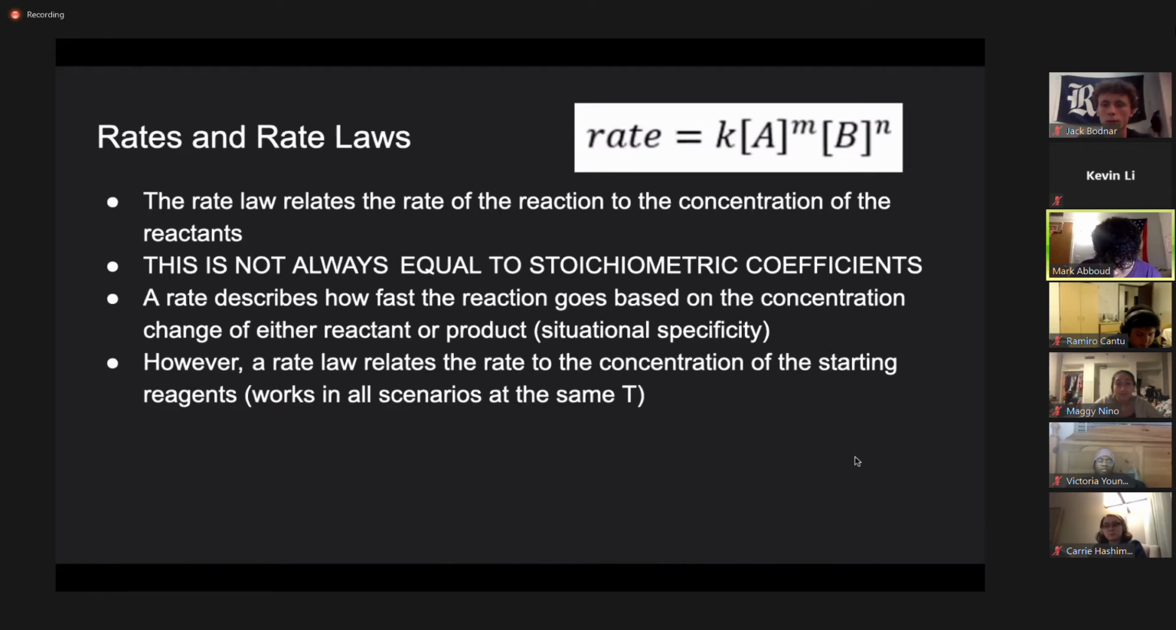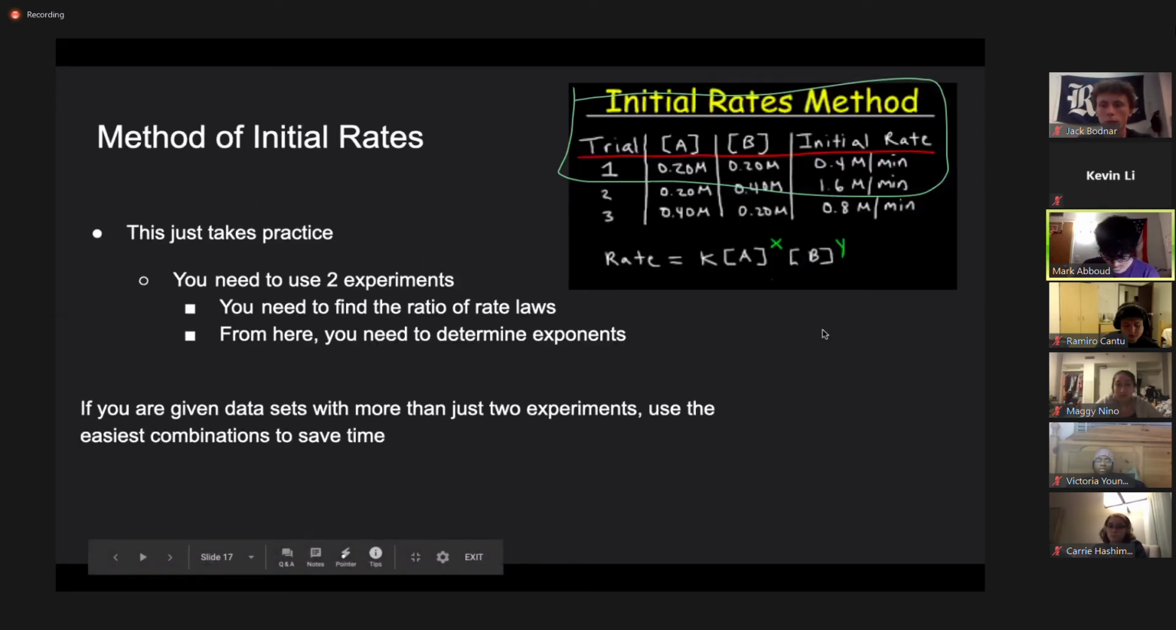So yeah, that's the main difference. Hopefully that makes sense. That's a really important distinction. A lot of people mix that up. An easy way to know the difference is that if we're talking about a rate law, you have to have rate equals something, which is not the case for a rate. So remember, rate equals something for a rate law. That's the concentration of the reagents, versus a rate, where we're talking about the change in concentration of the reagents or the products.